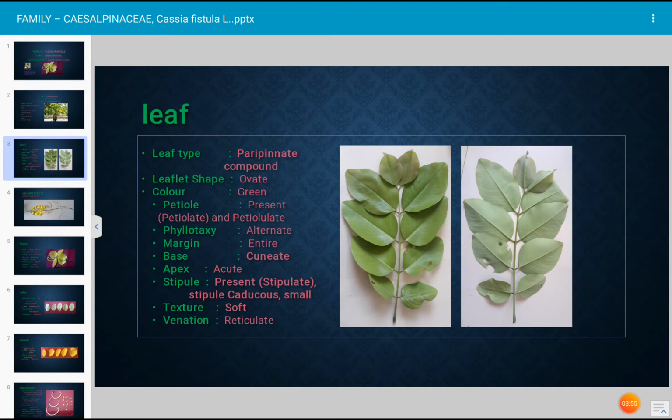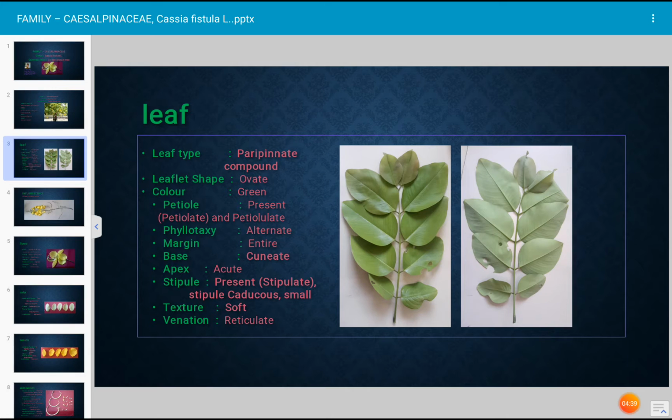The leaf has a petiole, hence the leaf is petiolate. But even the leaflet has a small stalk present. That stalk is known as petiolule. That means the leaf is petiolate as well as petiolulate. And how is the phyllotaxy? In the compound leaf, the leaflets are arranged opposite to each other, but the compound leaf is arranged on the branches of the tree in an alternate manner. Hence the phyllotaxy is alternate.